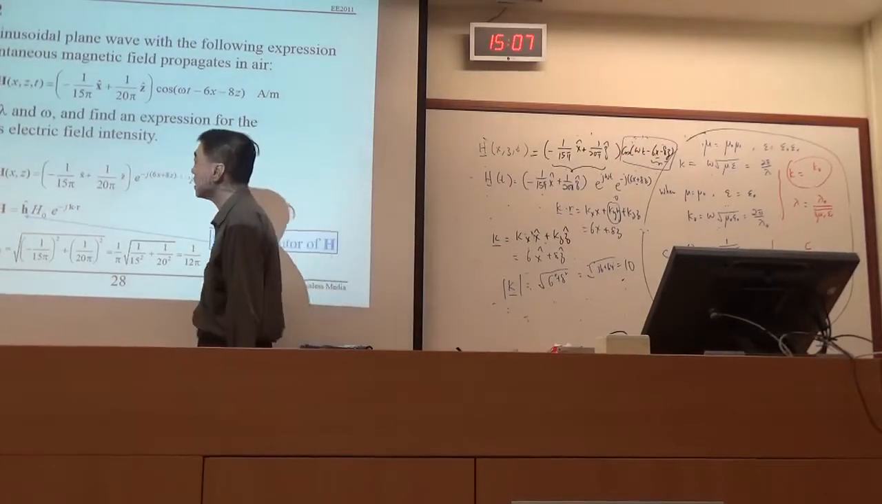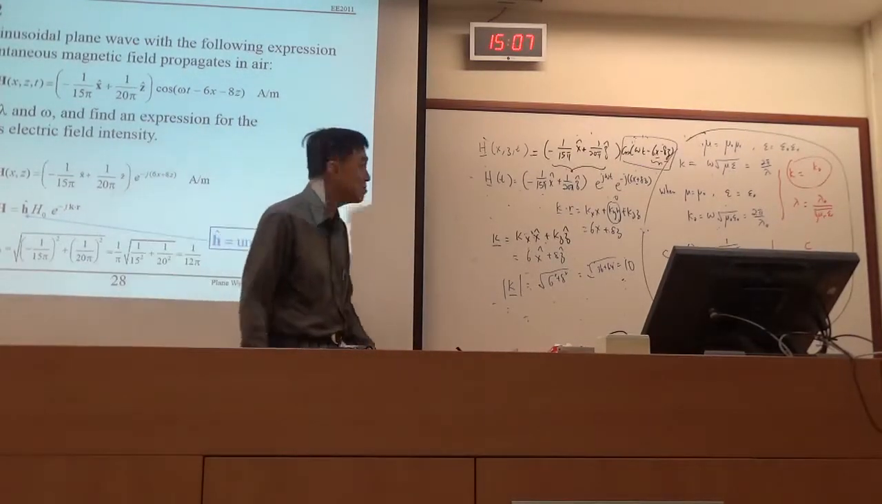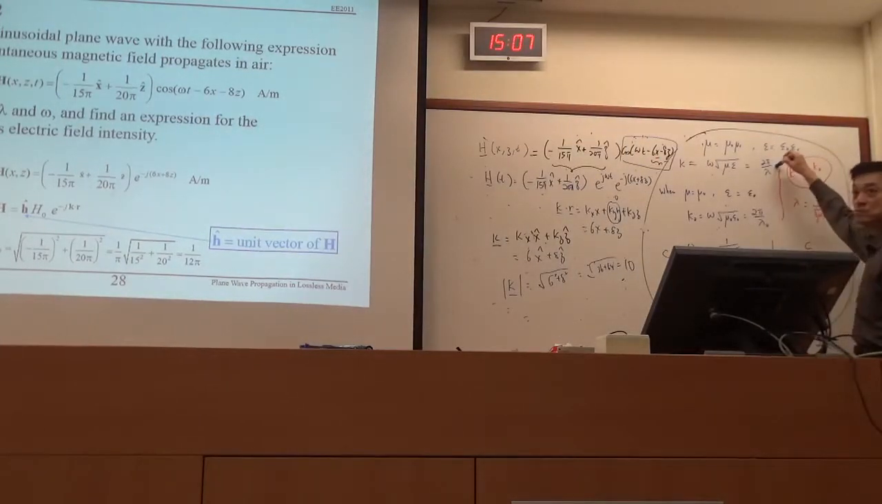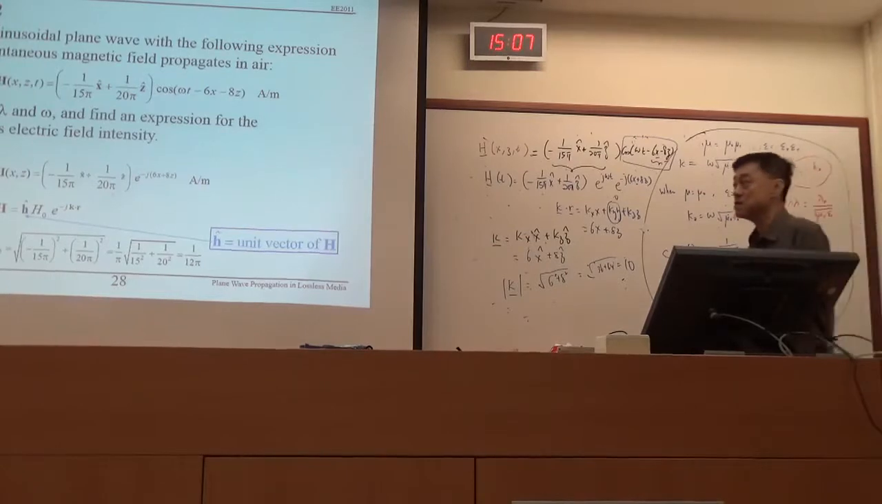Lambda, well, lambda, no problem. k is equal to 2 pi over lambda, so lambda is equal to 2 pi divided by 10. No sweat.